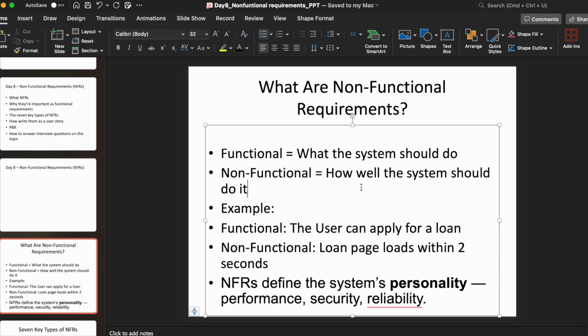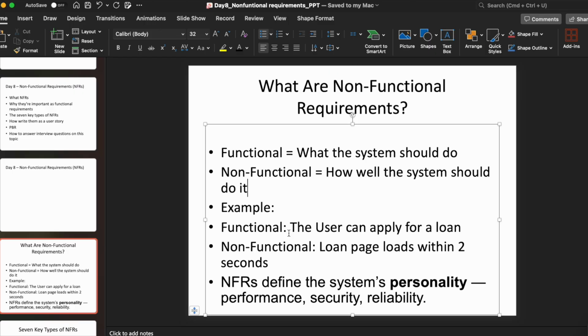So here is an example. Functional: the system allows users to apply for a loan. That's a functional requirement. Non-functional: the system should load the loan page within 2 seconds. This is an example of a non-functional requirement. So you see the difference, right? One is about functionality, the other is quality.